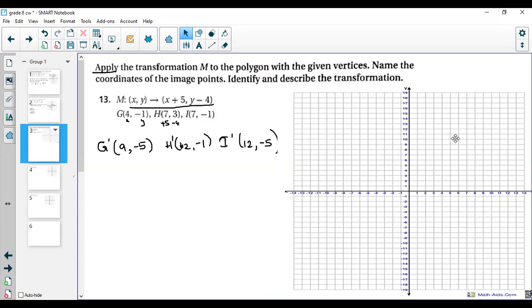I have to get a bigger coordinate plane because there is 12. There are quite bigger numbers for us to plot. So let's start drawing the pre-image first. The pre-image coordinates are these, so let's draw that first. There's going to be a triangle because it has 3 points. So it is 4 and negative 1, so 4, negative 1 is here. Then 7 and 3, this point. Then I have 7 and negative 1, so it's here. Now let me join all 3 of them.